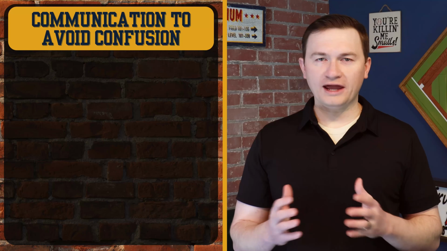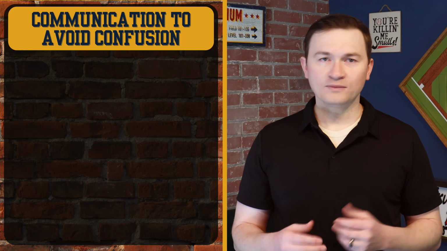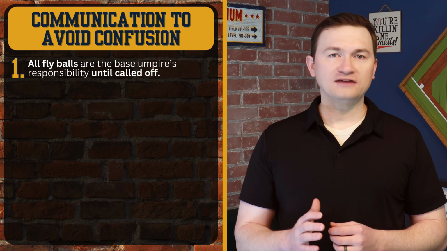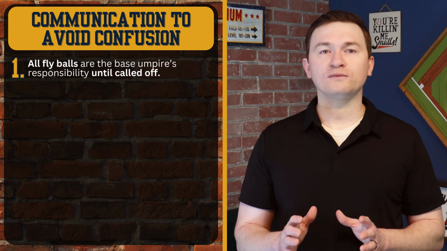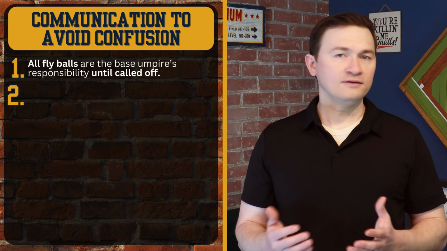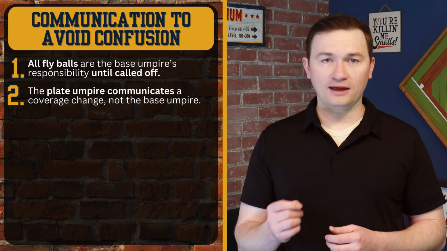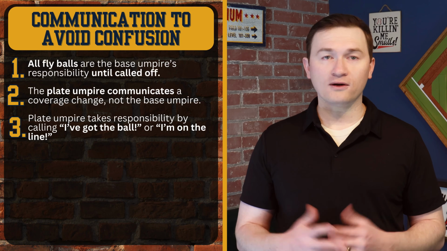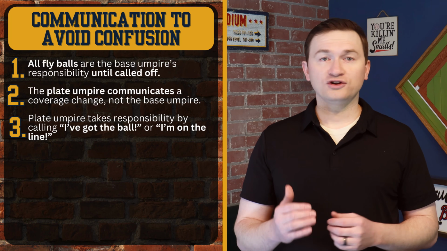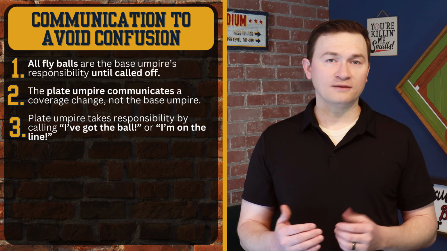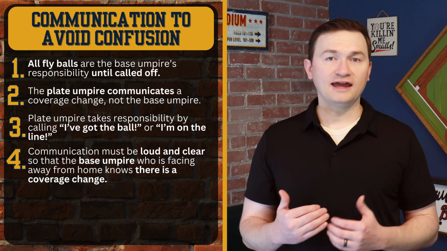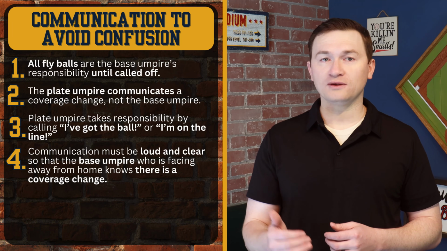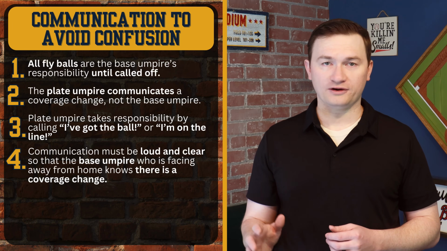Now, there is a bit of gray area here depending on where the ball is hit, so here's how to avoid confusion. All fly balls are the base umpire's responsibility until the plate umpire calls them off. The plate umpire must clearly communicate when they are taking responsibility for the ball by yelling, "I've got the ball," or "I'm on the line." And you're yelling that to your partner because the base umpire is facing away and can't see what's happening behind them. They will assume this ball is their responsibility until they're called off by their partner.